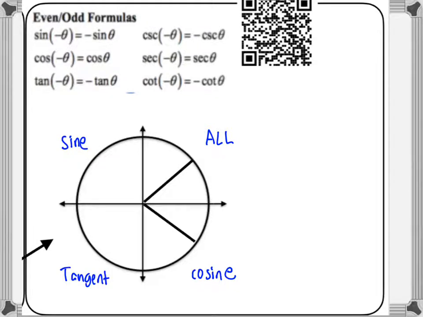So let's take a look at, if I have this angle right here, that's going to be a positive theta. And we know that if I want a negative theta, it would just be going in this direction. So basically it's going to reflect over the x-axis. So basically all this is saying is some stuff that I think we already knew. So let's take a look at this first one here and put all the pieces together. So sine of a negative theta equals negative sine theta.